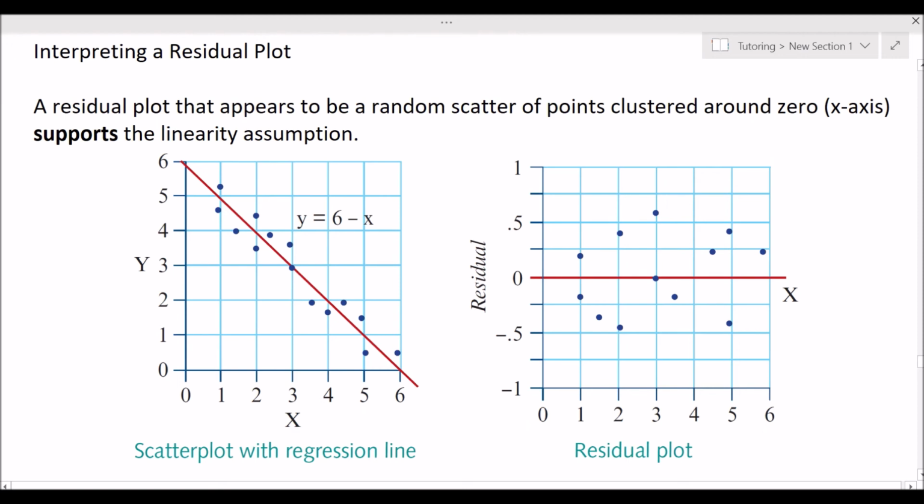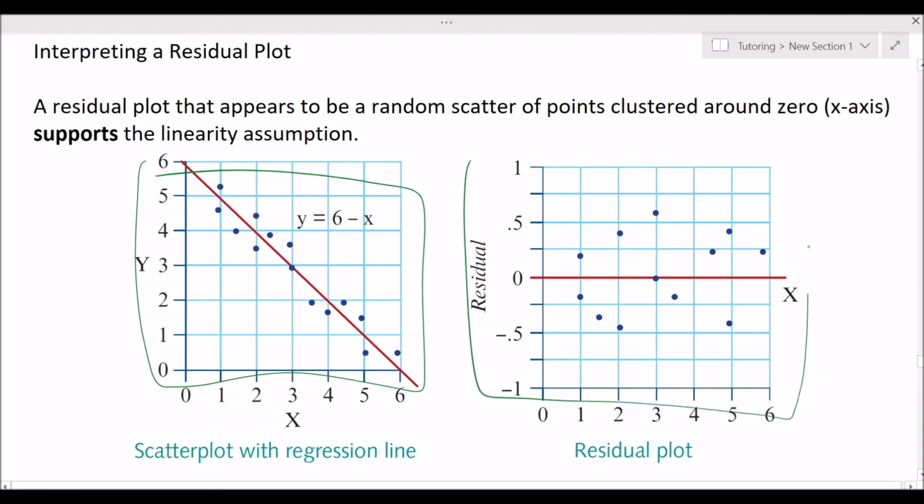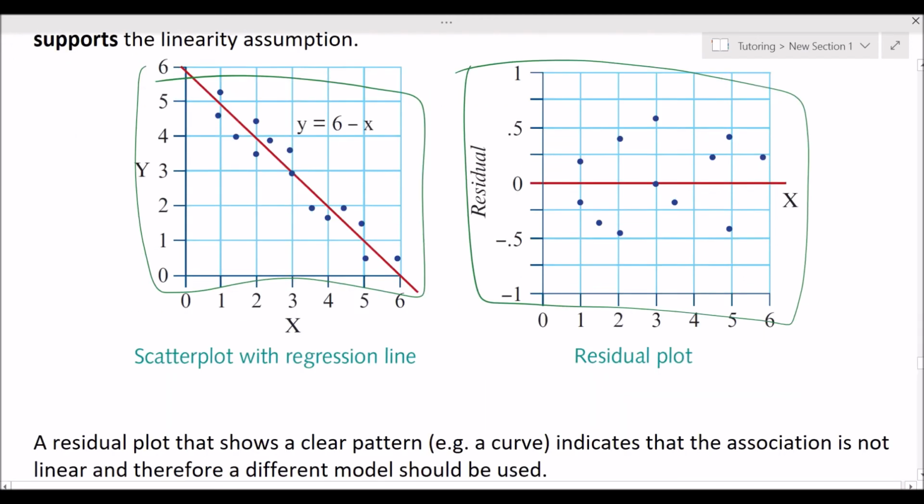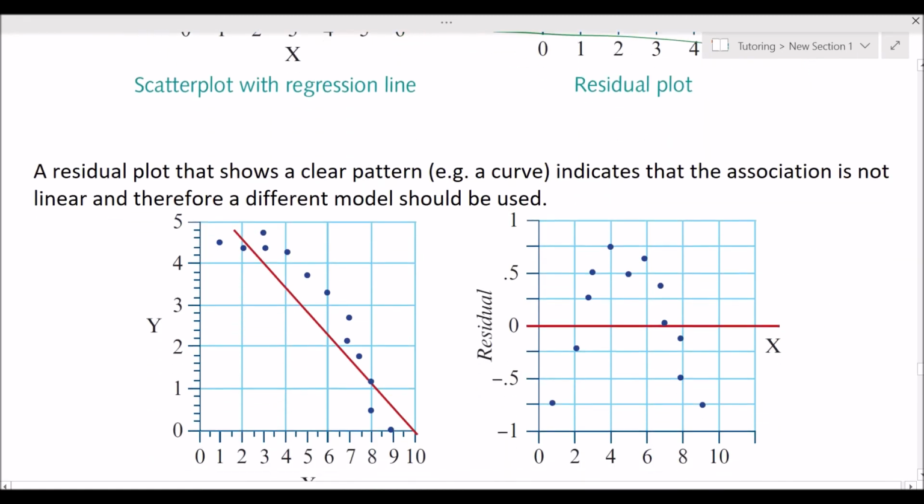Okay, so as you can see, I've got a linear scatter plot here. It is negative in direction, and it looks like quite a strong relationship. And this is its residual plot. And as you can see, those dots are randomly scattered, which means that it supports the assumption that it is a linear model. Let me show you one that doesn't.